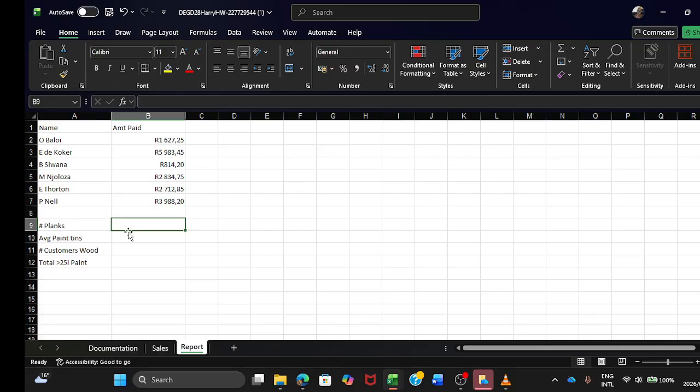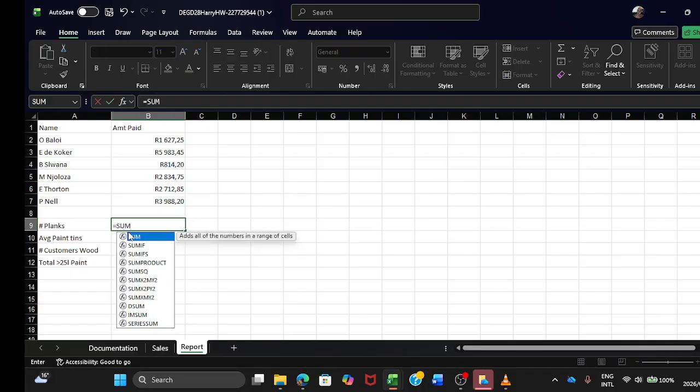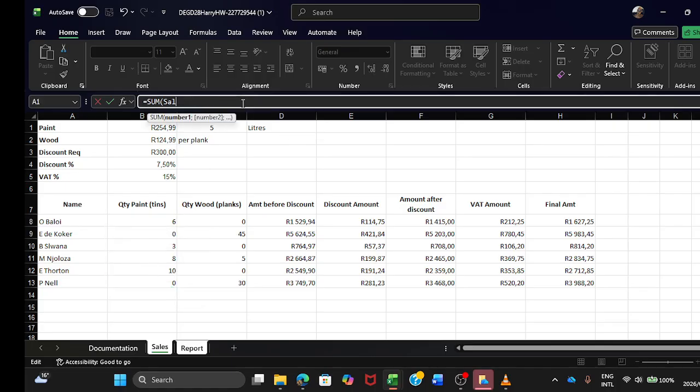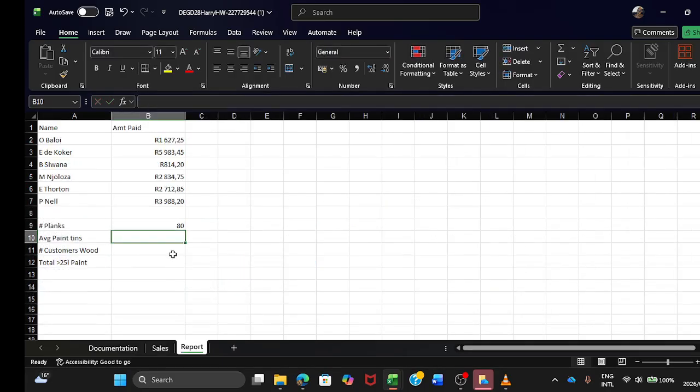And then they say the number of planks. If they say number of planks, you have to know that we have to do a count of the total number of planks. No, we are doing sum. So we're going to have to do the sum of number of planks. Is it? Oh no, this is not plank, this is paint. Sum of planks. Then I'm going to get 80.